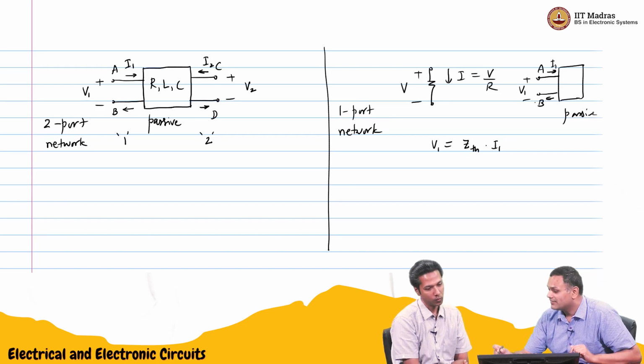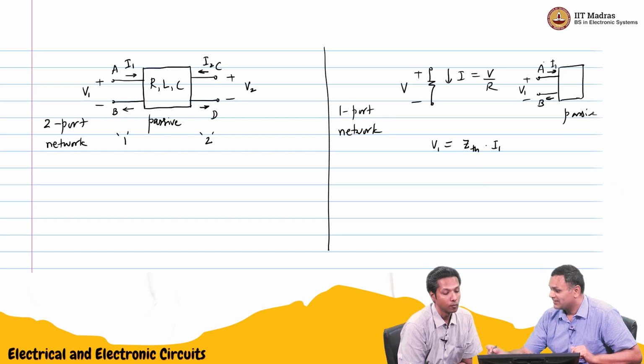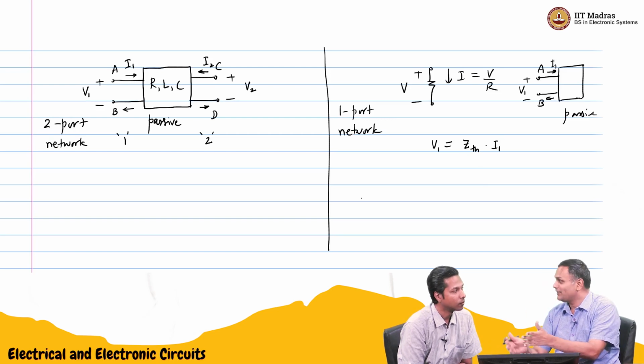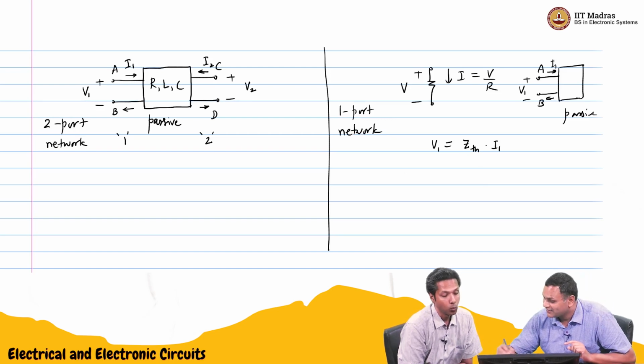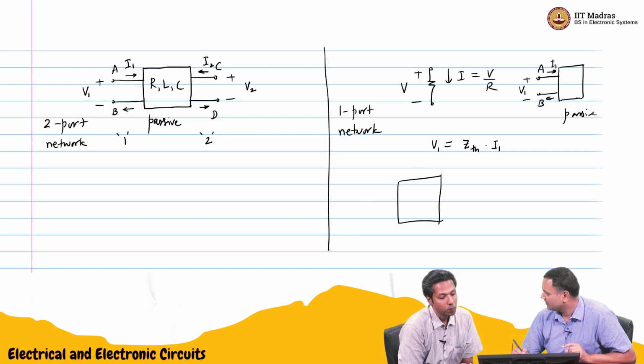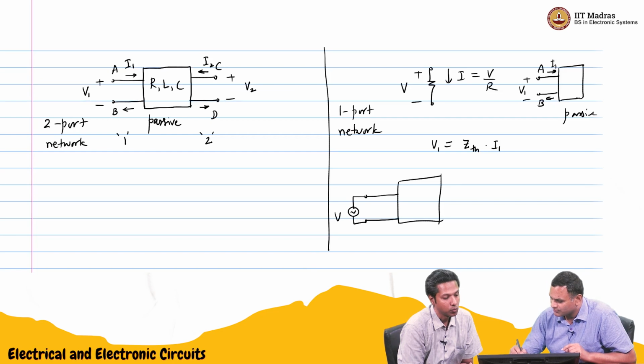So in this case, you can do two things. In the case of the one port, you can take this black box. You want to find out Z Thevenin, right? I can take, let's say AC, and apply some known voltage, V1. Maybe I'll call it Vin. I find out the current Iin. Iin is what I'm measuring.